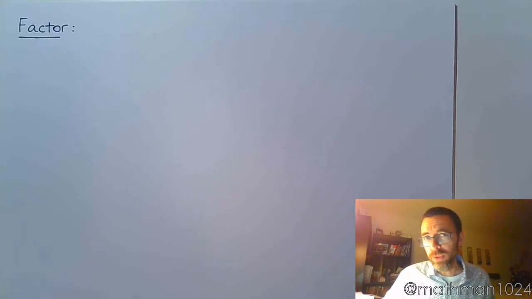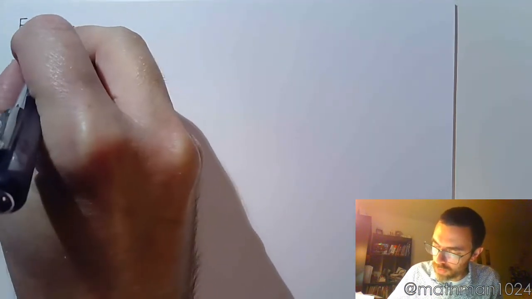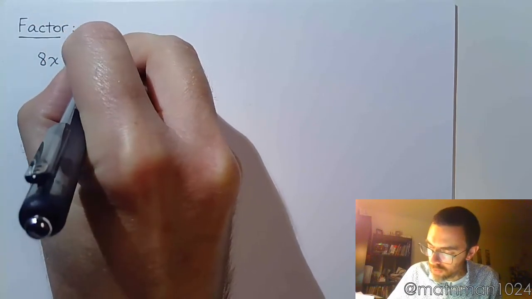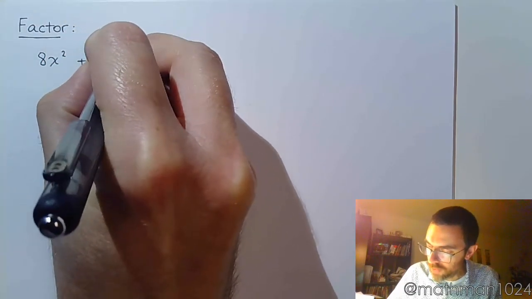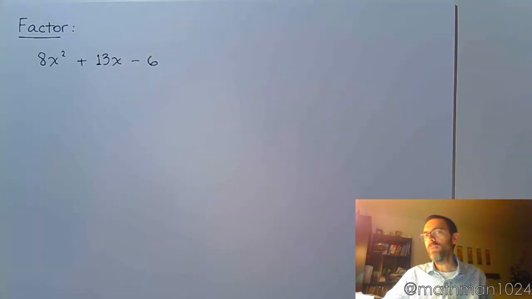In this video, we're going to be looking at factoring trinomials. Now, the trinomials that we're going to look at look something like this: 8x squared plus 13x minus 6. So we're talking about some of the more difficult looking trinomials.